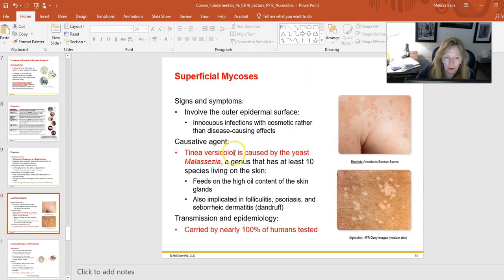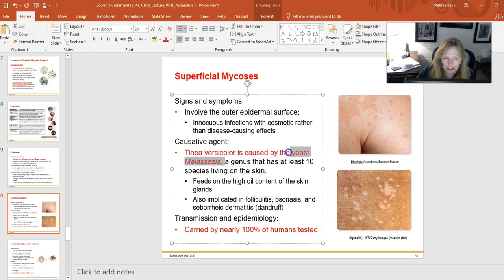Superficial, like tinea versicolor, where you're seeing a very superficial type of infection, is usually from yeast. Tinea versicolor is a yeast called Malassezia furfur. Malassezia is the genus, furfur is the species. So again, topical kinds of antifungals will work, and if you can get away with that, then that's what you want to do.